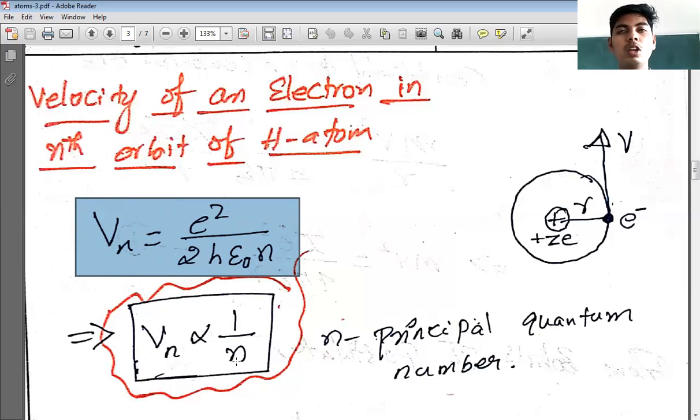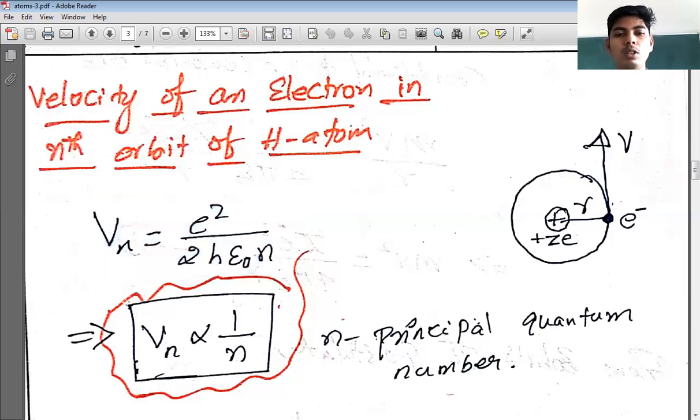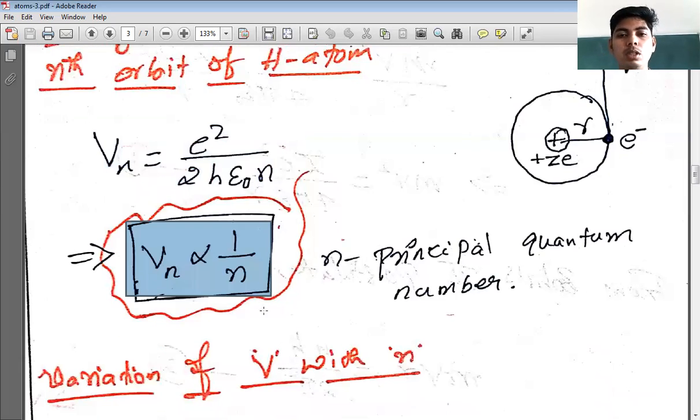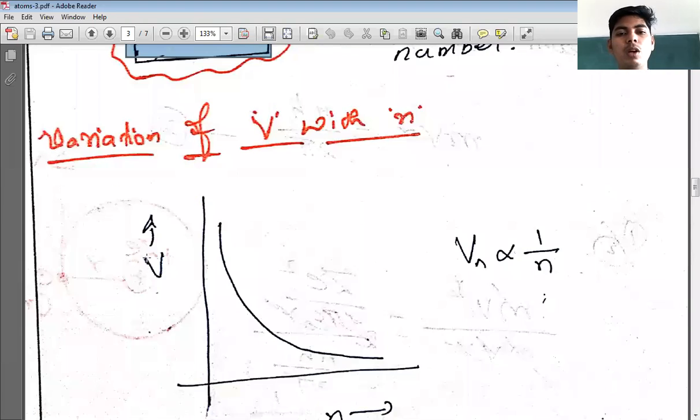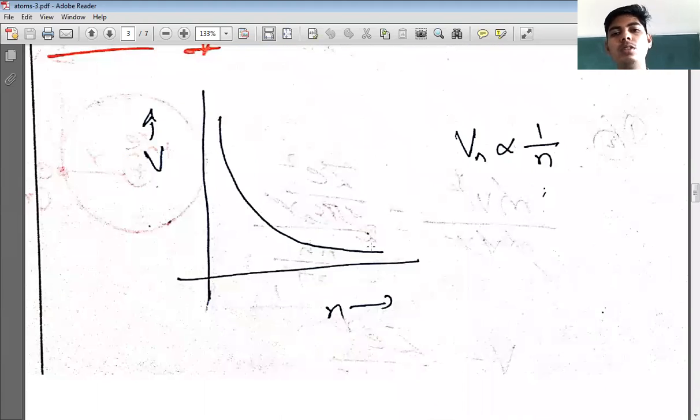That means as electron goes to higher and higher orbits, principal quantum number keeps increasing. First orbit n is equal to 1, second orbit n is equal to 2, third orbit n is equal to 3, and so on. So as electron goes to higher and higher orbits, as the value of n increases, the velocity of the electron in that orbit goes on decreasing, right? So velocity of electron in nth orbit is inversely proportional to the principal quantum number. This is to be remembered.